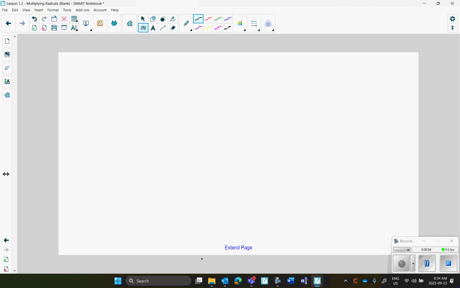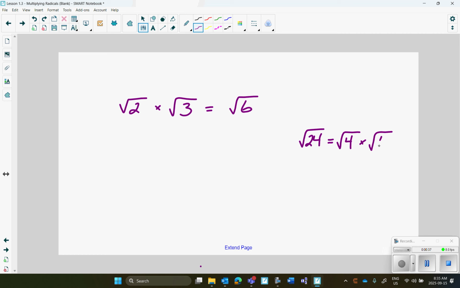In terms of multiplying radicals. If I said this, that is, don't overthink. Root 6. Like we've been doing when we simplify radicals, let's say we're asked to simplify root 24, we find the highest perfect square, which is 4. And then the other radical has to be 6 because 4 times 6 is 24. Right? So you guys have actually been doing multiplying.